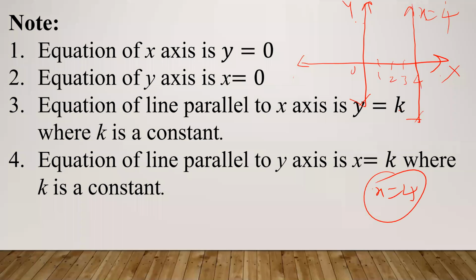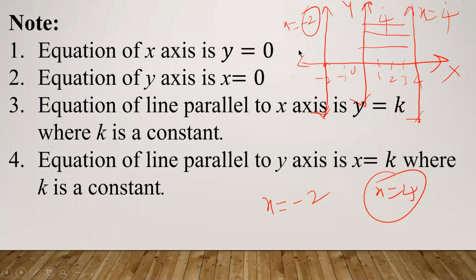This line is parallel to y-axis at a distance of 4. Because k is 4 here, which is positive, the line will be parallel to y-axis, but it will be to the right side of y-axis. Similarly, if I want to draw a line x equal to -2, where is -2? -2 is here. So this is the line x equal to -2. Here k is -2, and because it is negative, the line will be to the left side of the y-axis.